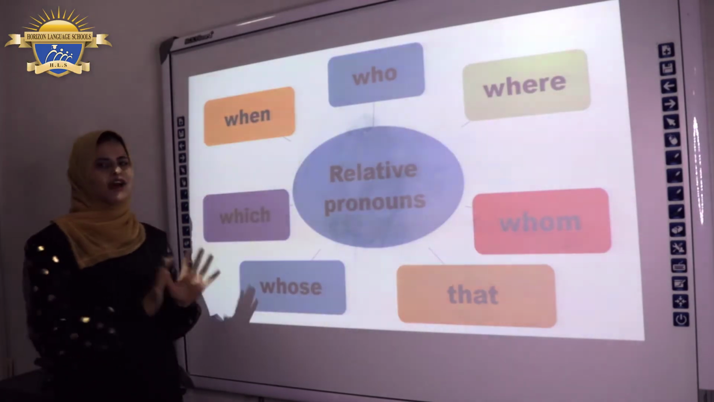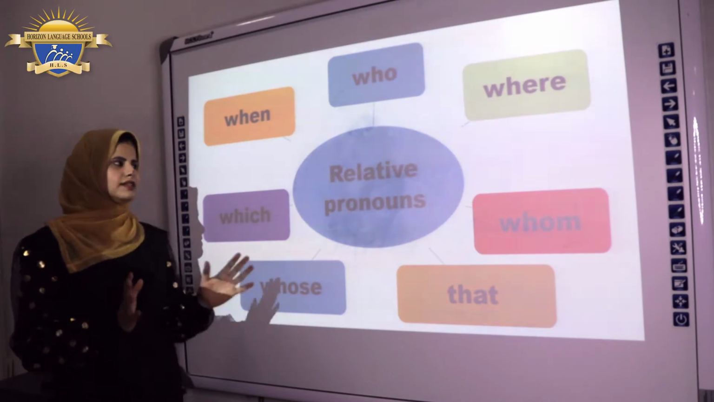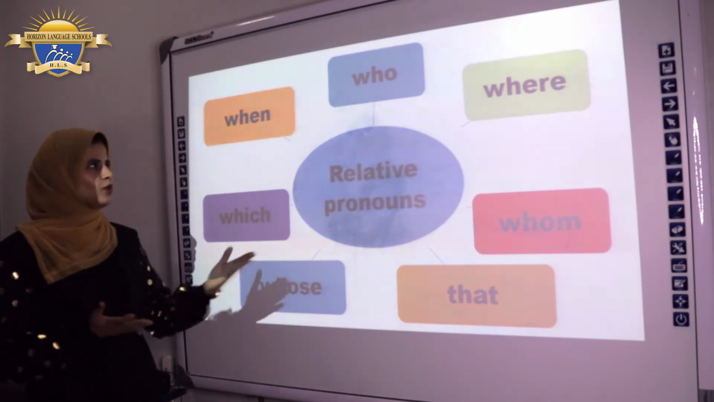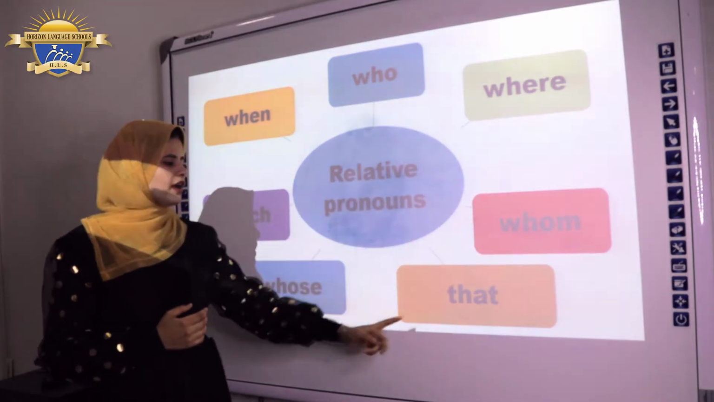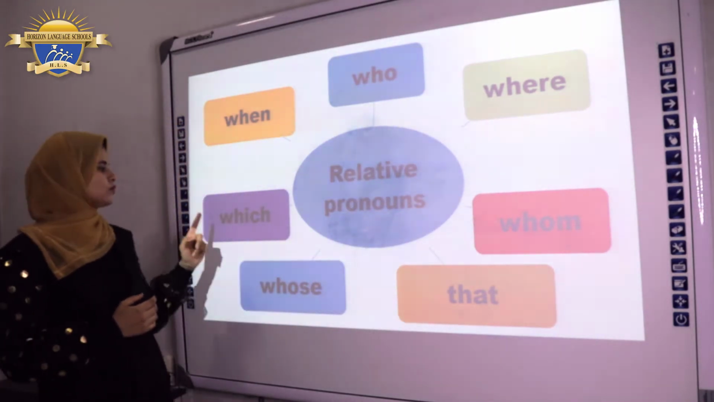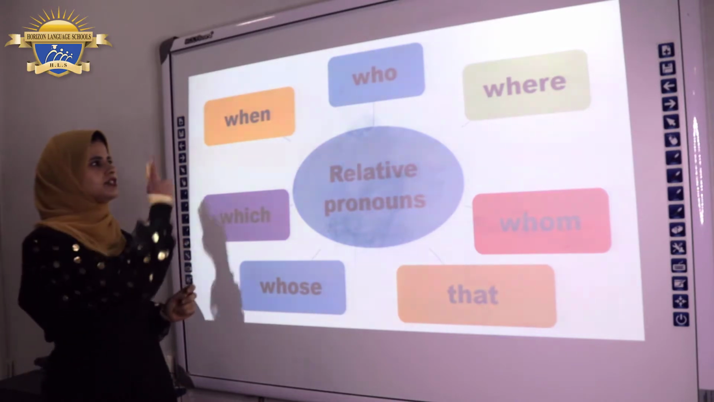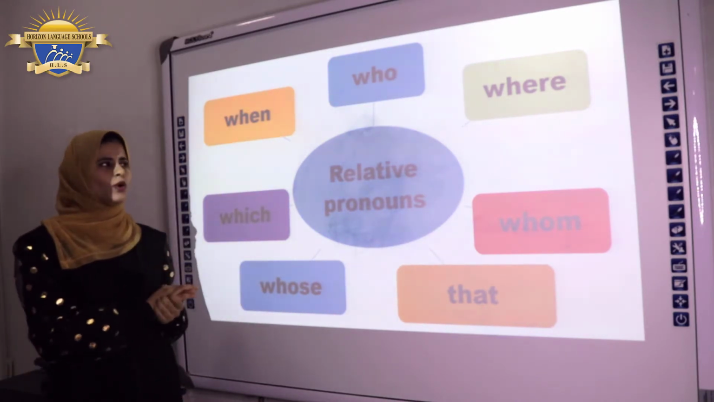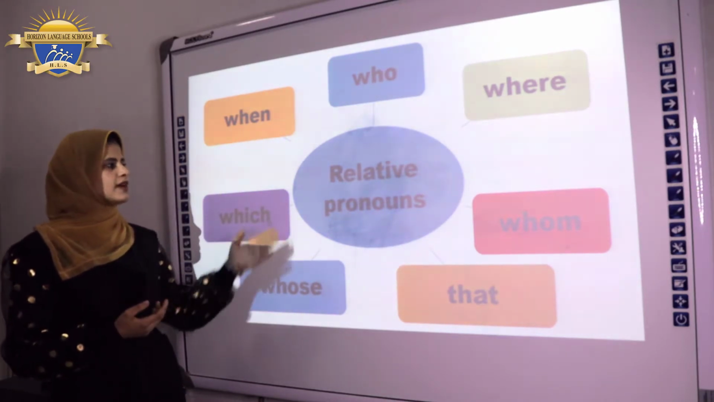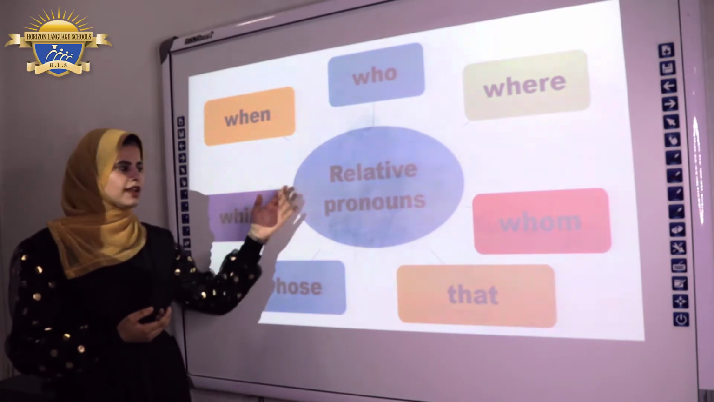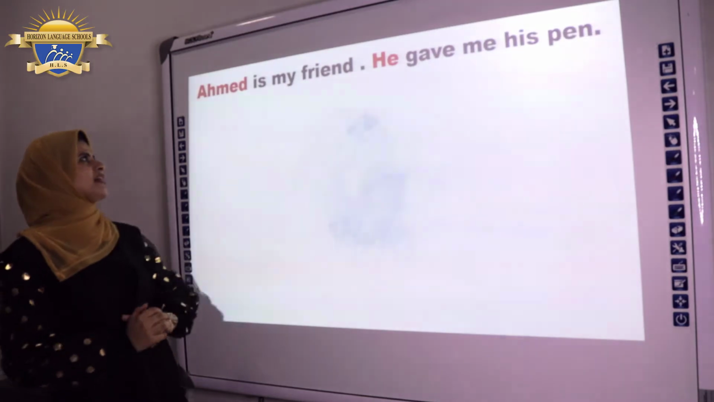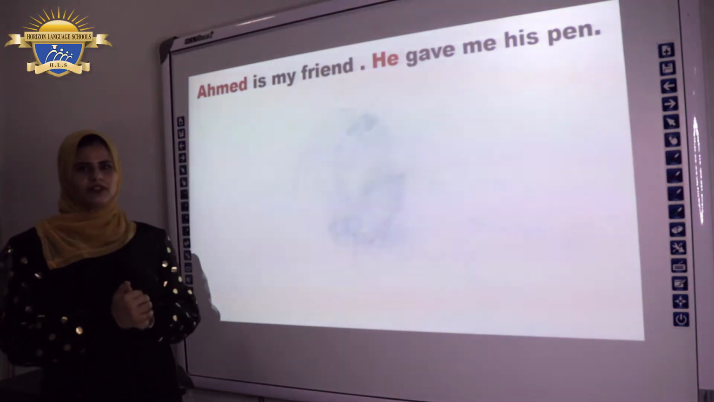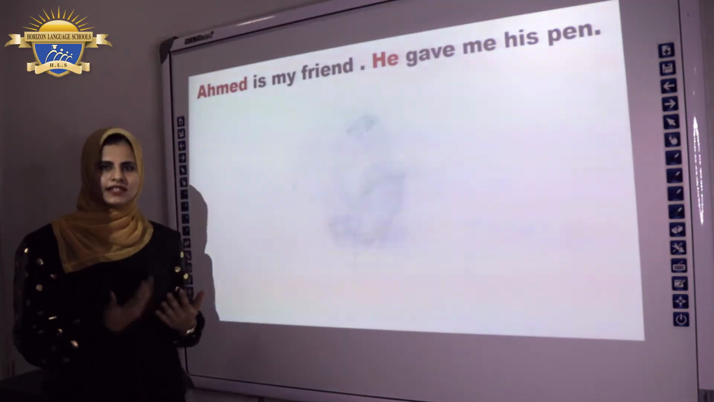Okay? Now we have known all about Tom. Let's see, what have we seen in the passage? We have seen whom, where, that, whose, which, when. We have seen all of that in the passage. What can we call them? We can call them relative pronouns, okay? Let's see this example. Let's know in more detail.